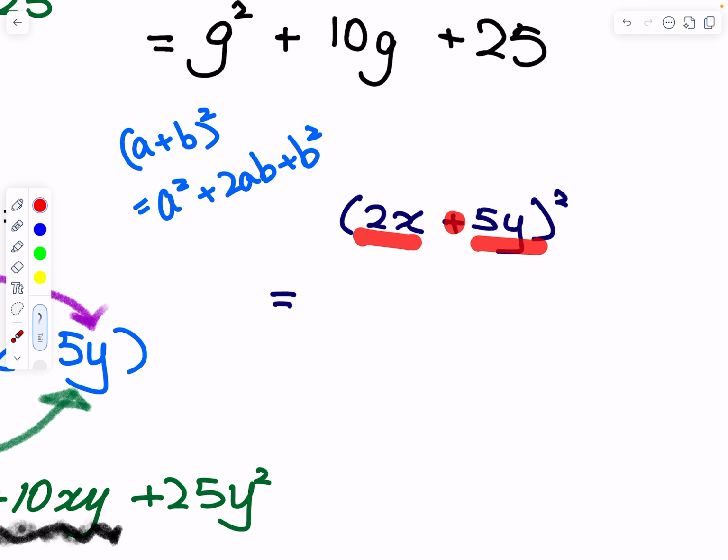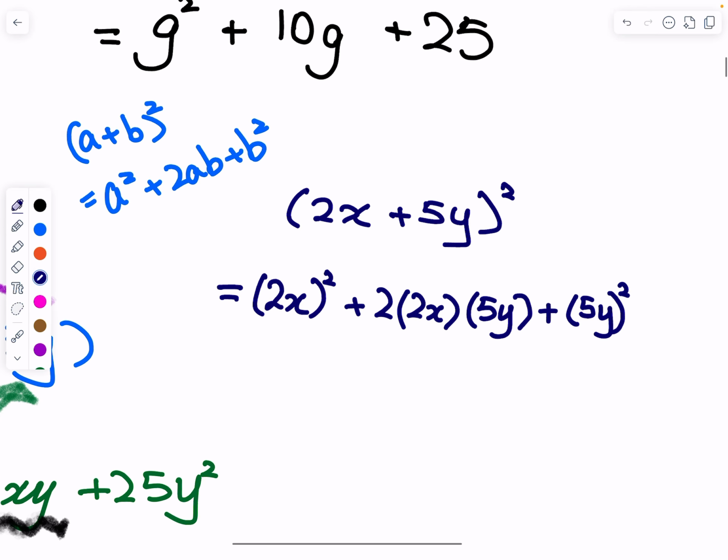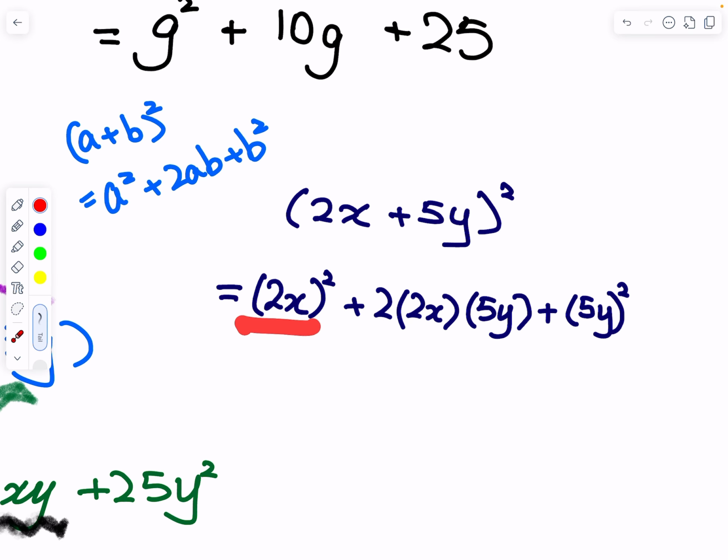(a + b)² will equal a². Which one is a in this question? 2x. So since it's more than one thing, put a bracket. (2x)² plus 2ab plus b². All right, so match the same thing from there. So a² plus 2ab plus b².